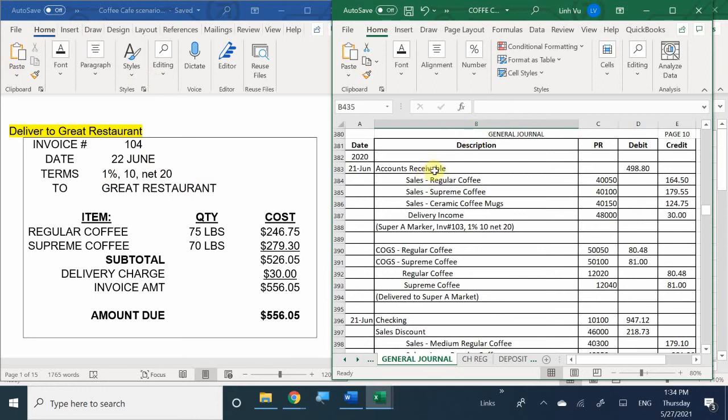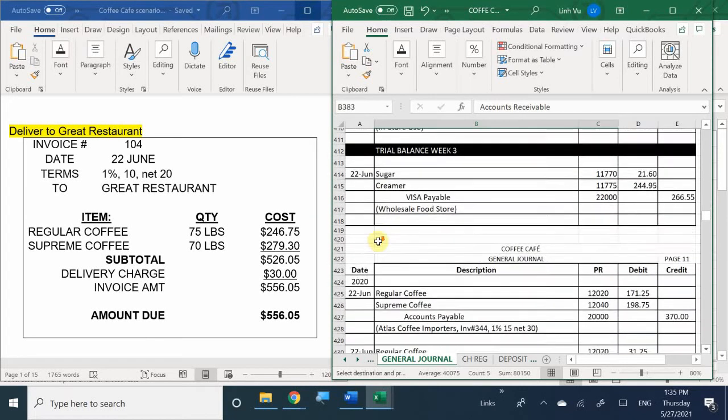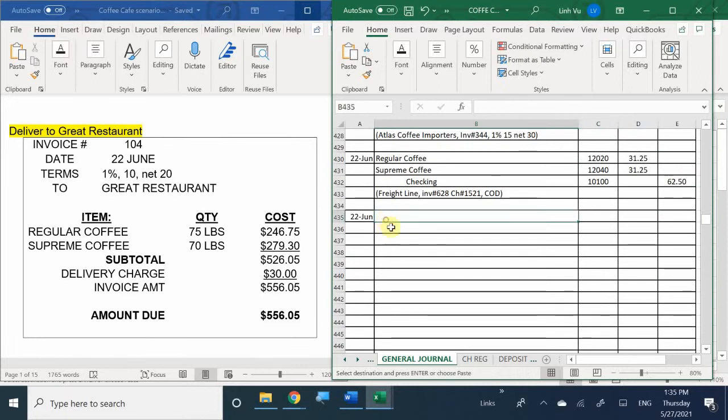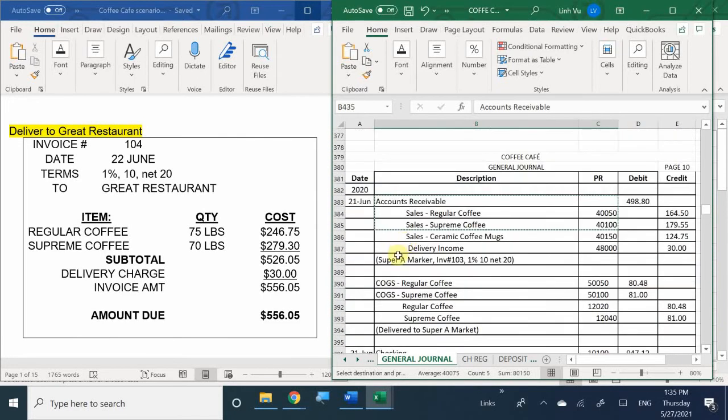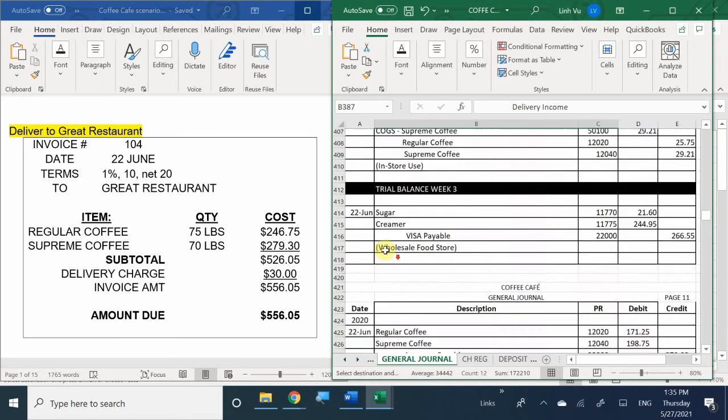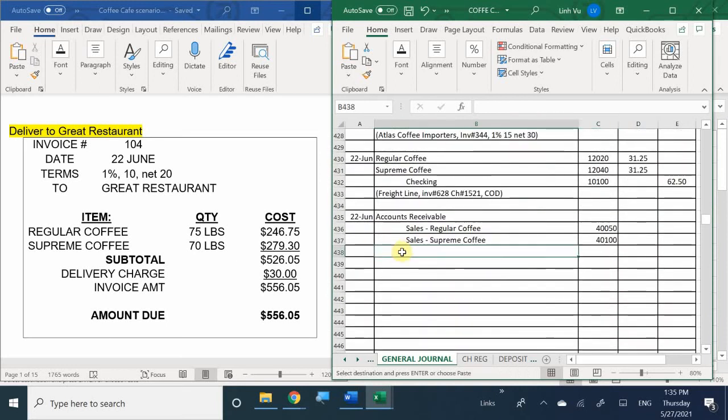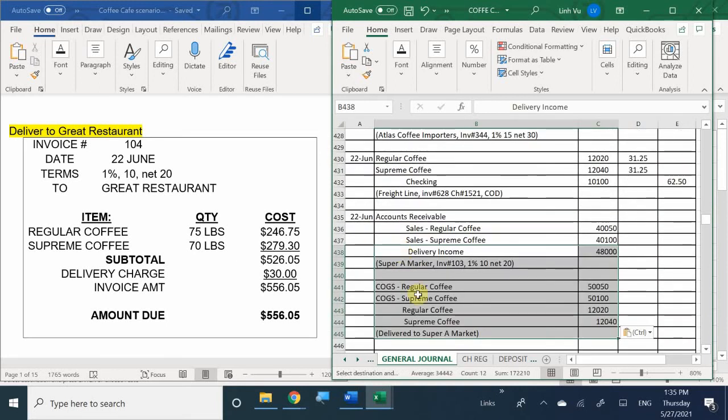So here I'm only going to be copying a few things. In this case, this customer, we only delivered coffee to them. They didn't want any mugs or anything. So there you go. That should be what our journal should look like. And of course, we're going to make changes to this.